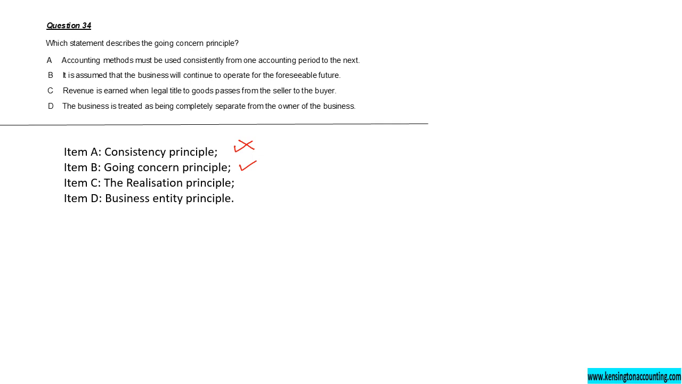Item C, revenue is earned when legal title to goods passes from the seller to the buyer. That is the realization principle and not the going concern principle. Lastly, the business is treated as being completely separate from the owner. That's the business entity principle and not the going concern. Therefore, our answer is B.